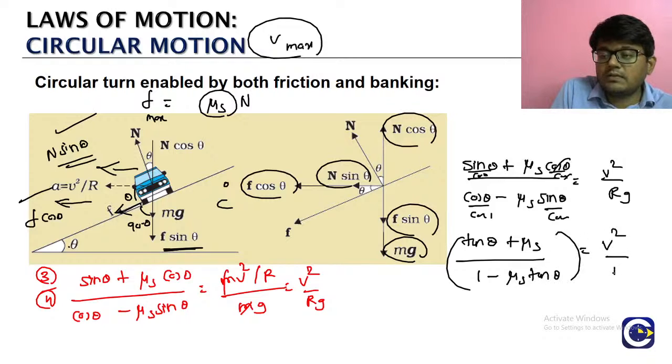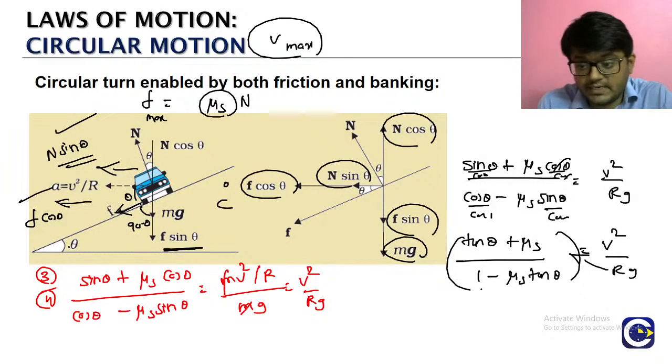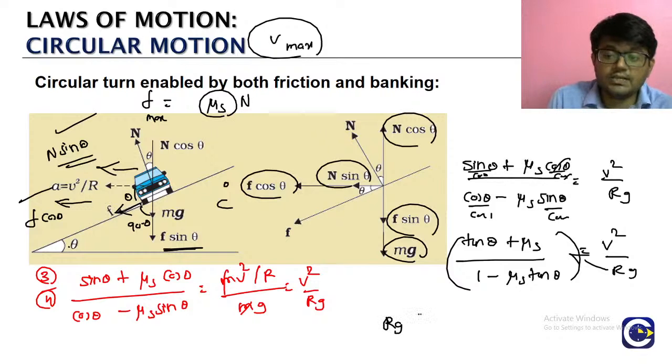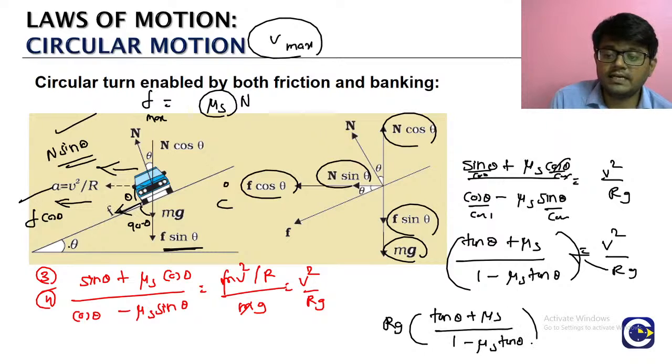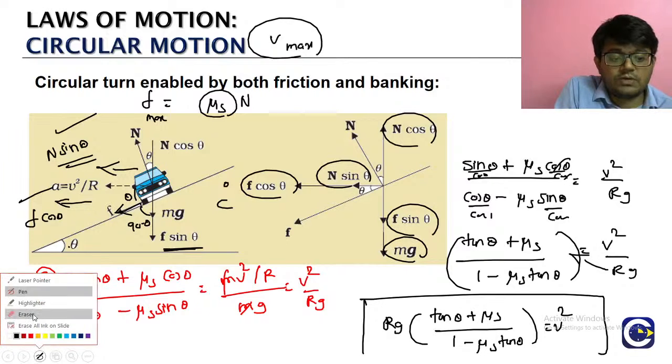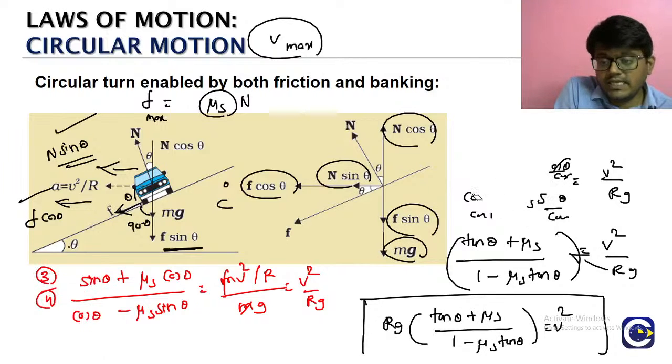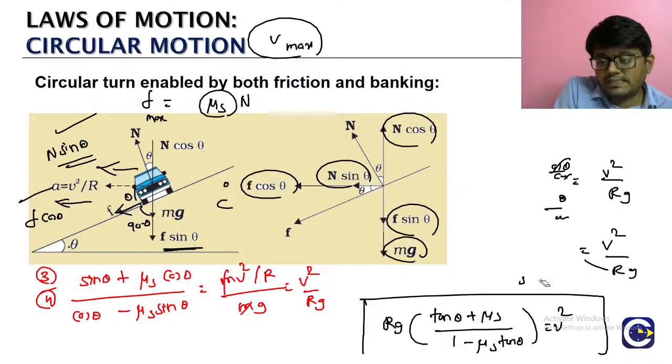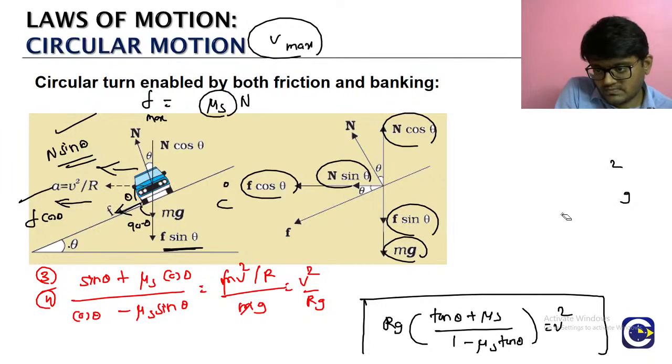That is equal to v square by rg. So rg we will bring to the left side, it will go to the numerator. Rg into tan theta plus mu s divided by 1 minus mu s tan theta. That is our v square. What is the final value we are getting? V square is equal to rg into tan theta plus mu s divided by 1 minus mu s tan theta. This is v square.